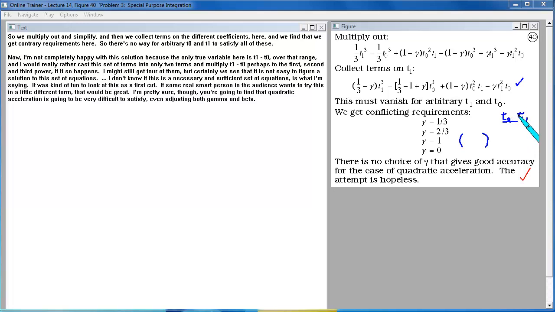Now you might still get four of them, but certainly we see that it's not easy to figure a solution to this set of equations. I'm not certain if this is the only proper, I don't know that this is a necessary and sufficient set of equations is what I'm saying, but it was kind of fun just to look at this as first cut. If some real smart person in the audience wants to try this in a little different form, that would be great. I'm pretty sure though you're going to find that quadratic acceleration is going to be very difficult to satisfy even adjusting both gamma and beta.